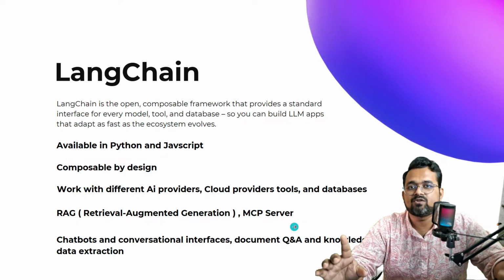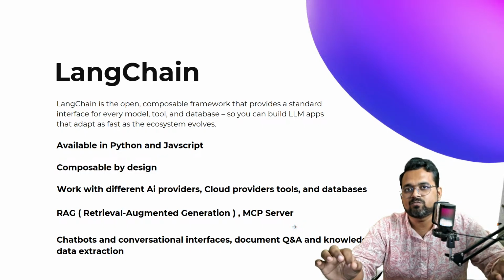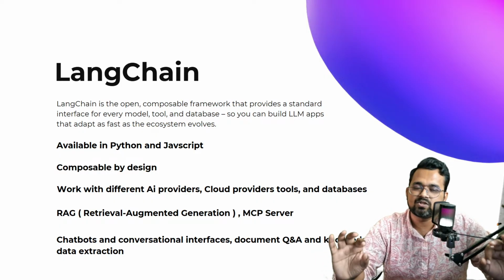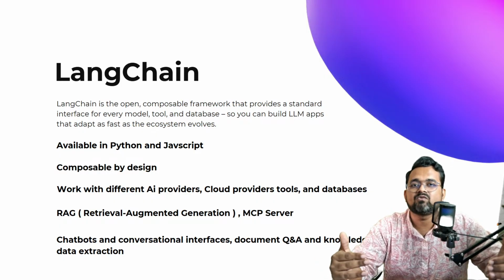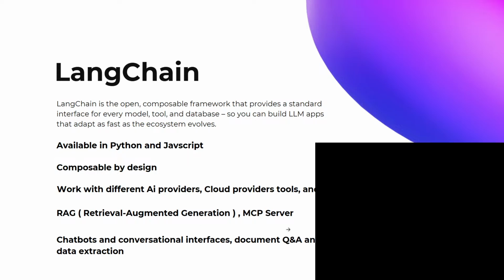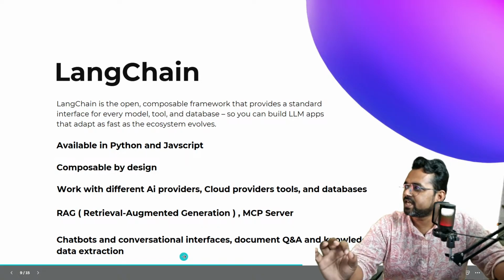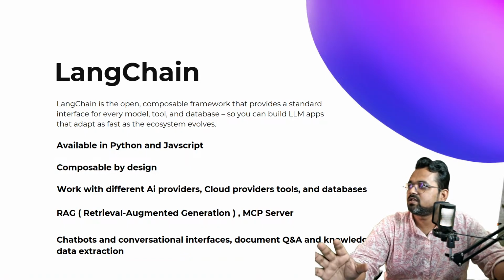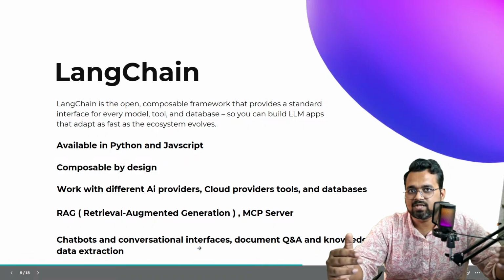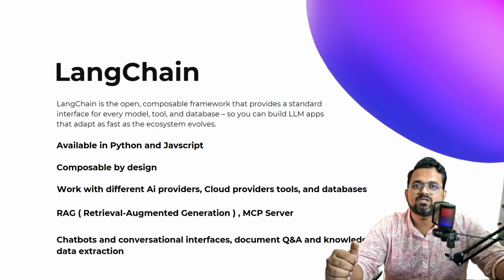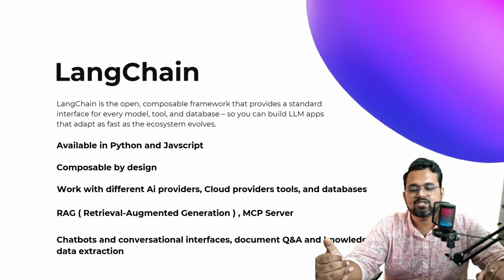MCP server: I've already created a video on YouTube on how to create an MCP server in Dart. You can use any language, and I've also explained how MCP works. Other services include chatbots, conversation interfaces, document reading, Q&A, and a knowledge base from a database, PDF, or collection of PDFs. So many of the features that you see in generative AI or read about can be made via LangChain.